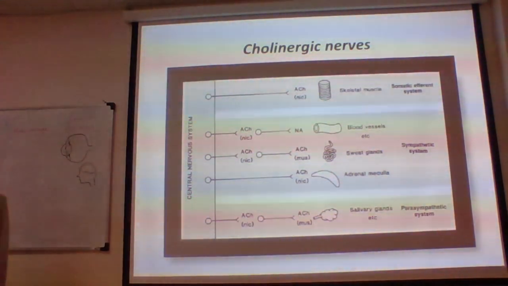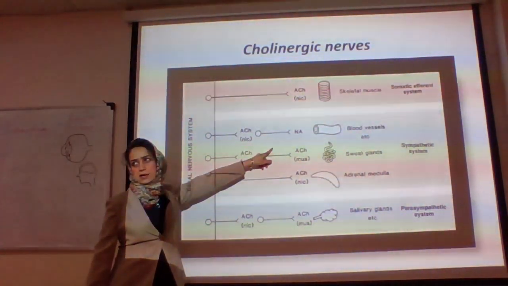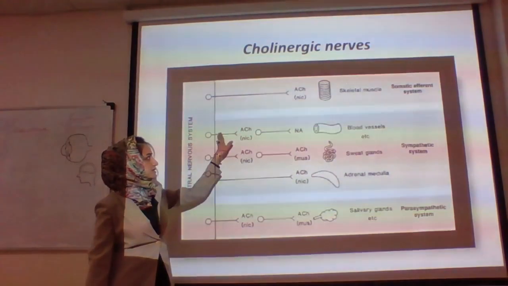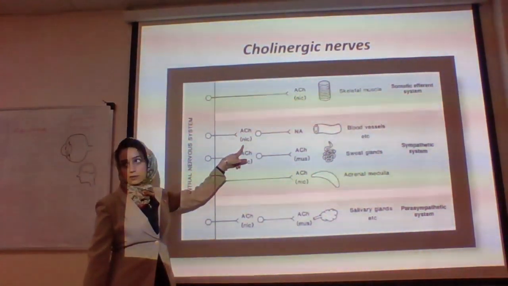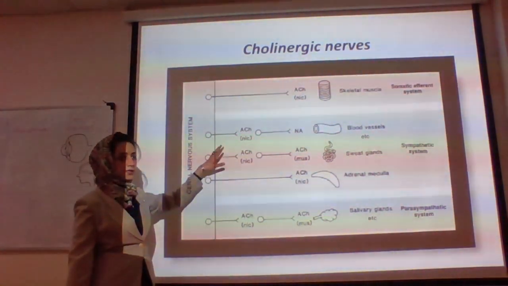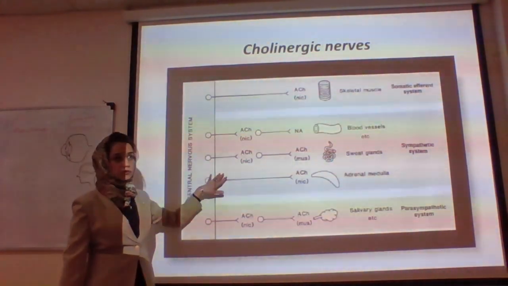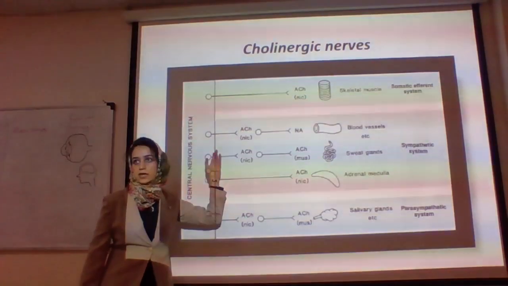Presynaptic ganglia and postsynaptic ganglia. And we said all the presynaptic neurons release what? Acetylcholine. So all of them are cholinergic. That's why this is also called a cholinergic nerve. So some of them are not related to the parasympathetic.